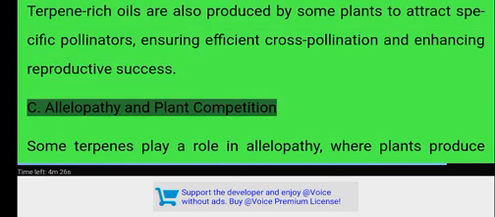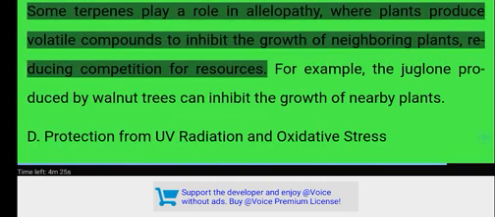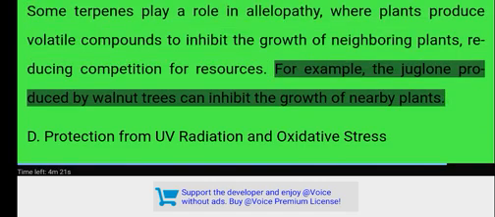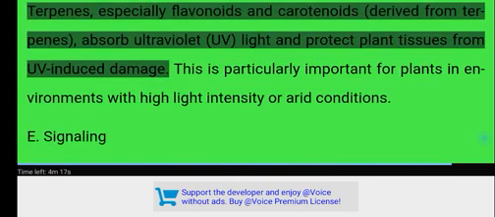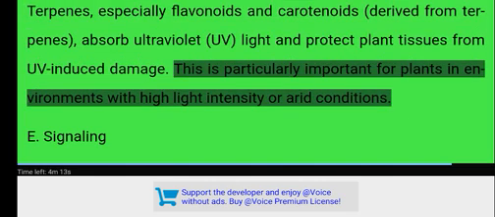C. Allelopathy and plant competition. Some terpenes play a role in allelopathy, where plants produce volatile compounds to inhibit the growth of neighboring plants, reducing competition for resources. For example, the juglone produced by walnut trees can inhibit the growth of nearby plants. D. Protection from UV radiation and oxidative stress. Terpenes, especially flavonoids and carotenoids derived from terpenes, absorb ultraviolet UV light and protect plant tissues from UV-induced damage. This is particularly important for plants in environments with high light intensity or arid conditions.